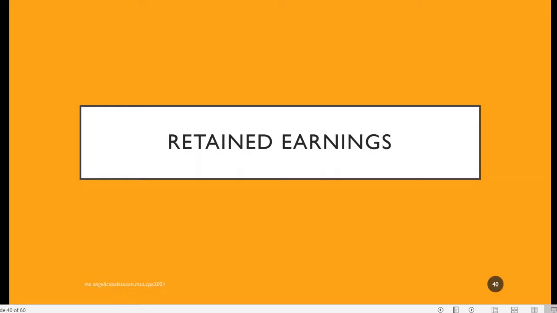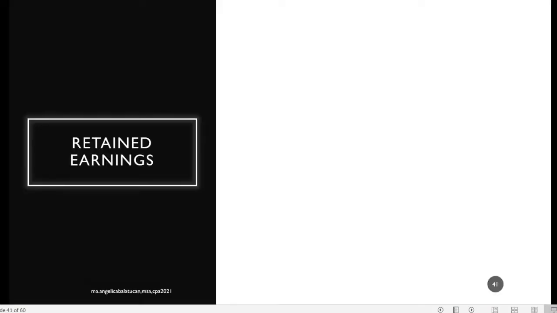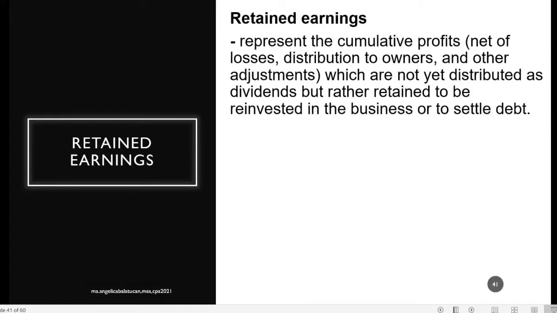So the next component of the shareholders' equity is the retained earnings. And the often problems related to retained earnings is on the dividends. So retained earnings represent the cumulative profits or the net of losses, distribution to owners, and other adjustments which are not yet distributed as dividends but rather retained to be reinvested in the business to settle debt.